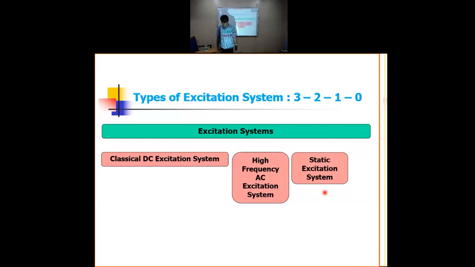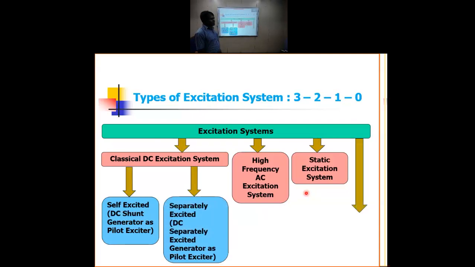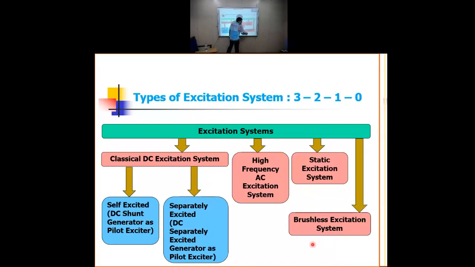Okay, 3, 2, 1, 0. That means the placement of slip ring and brush in the system. So in the classical DC excitation system, slip ring and brush are at 3 locations. In the high frequency excitation system, slip ring and brush are at 2 locations. In the static excitation system, slip ring and brush are at 1 location. And finally, the most modern is the brushless excitation system, where the number of slip rings and brushes is 0. That means slip rings and brushes are absent.